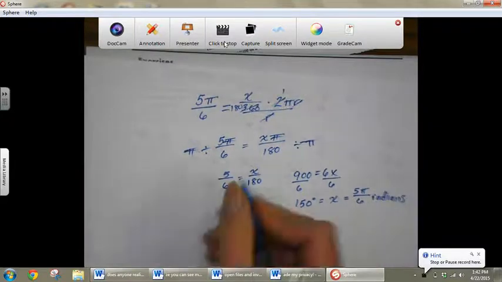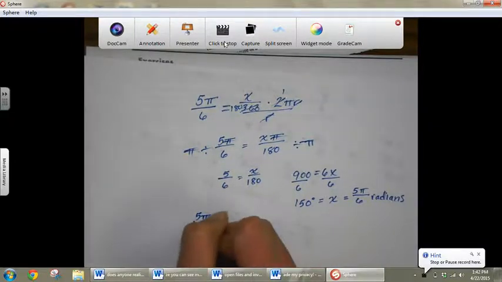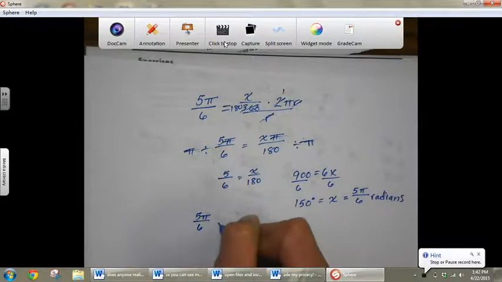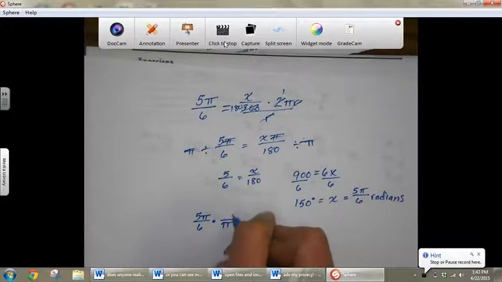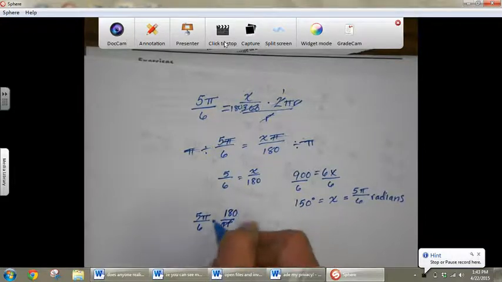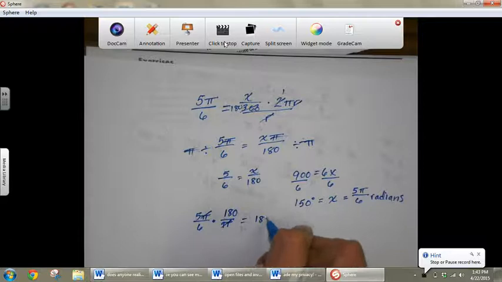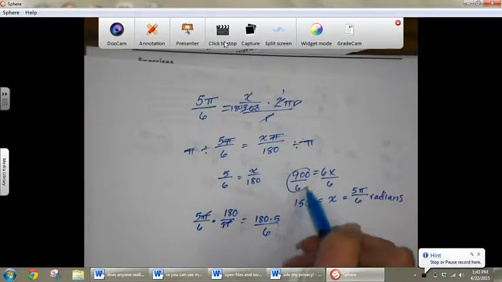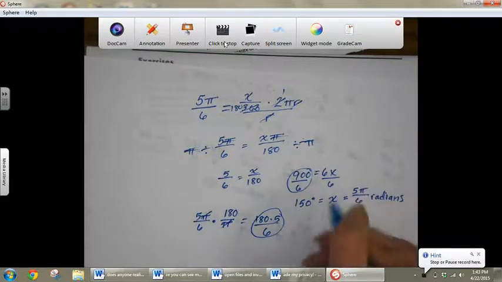I'm going to start with 5 pi over 6. I'm going to divide it by pi. By dividing by pi, I'm going to multiply by 1 over pi. You know how dividing by a number is the same as multiplying by its reciprocal. And then I'm going to multiply by 180. So the pi's will cancel. I will end up with 180 times 5 over 6, which is exactly what this was, 900 over 6. So I found a pattern.